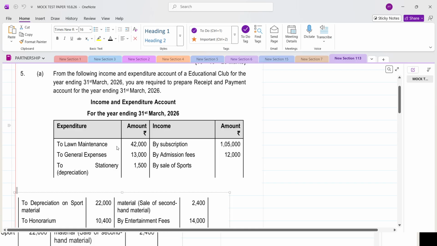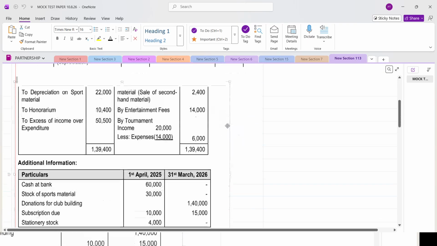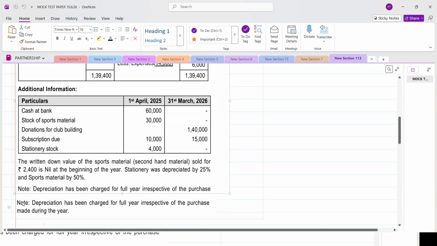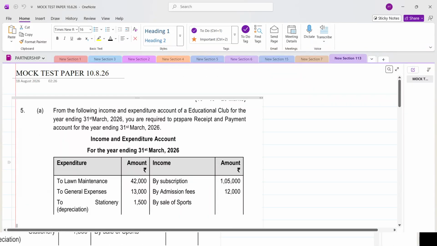In the income and expenditure account, they have given subscription, admission fees, sale. These will all appear on your receipt side. First of all, you have to prepare the receipt and payment account. The question is, you are required to prepare the receipt and payment account.